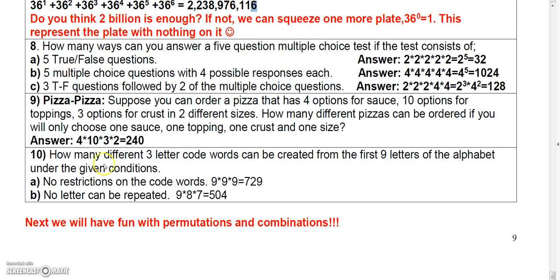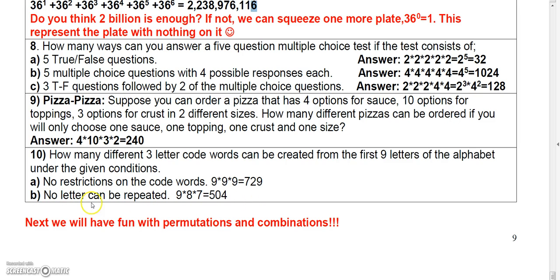The last one here says, how many different 3-letter code words can be created from the first 9 letters of the alphabet? Well, if there's no restrictions, then you can have repetition. So that means you can have a code word like AAA or BBC. So there's 9 choices for the first letter, 9 choices for the second letter, and 9 choices for the third letter, because we only have the first 9 letters of the alphabet that we can use. So that would be 729.